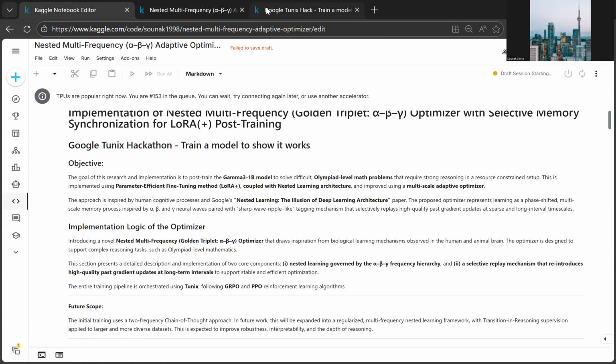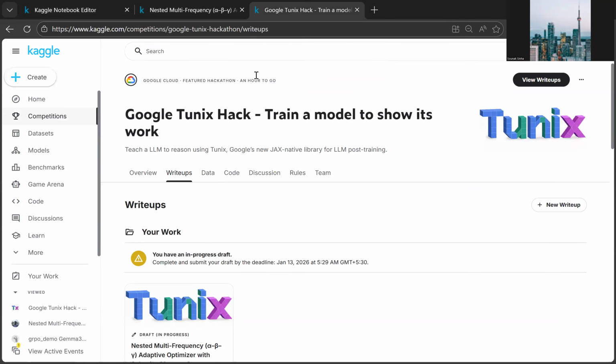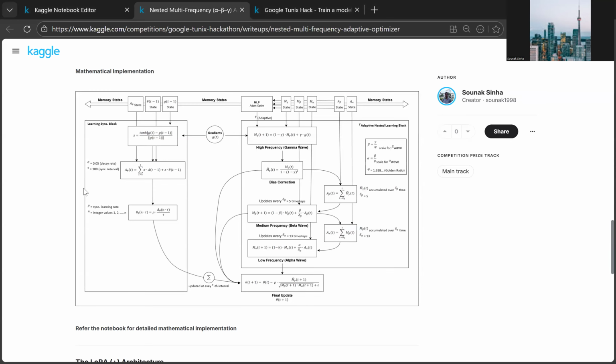So basically, let me quickly go to the optimizer architecture. For this, I will show the architecture. What happens in this is basically we can see it has multiple memory states where it stores different memory states. It has three different waves. One is the high frequency gamma wave, another is the mid frequency beta wave, another is the low frequency alpha wave.